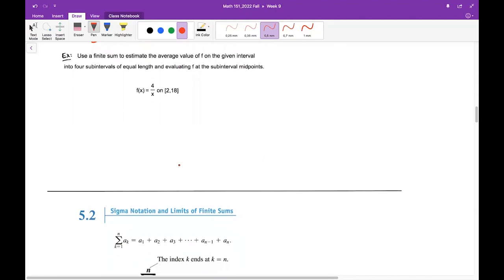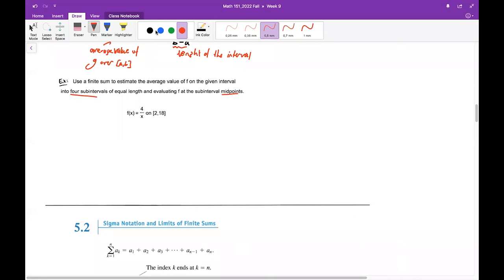We want to use a finite sum to estimate the average value of a given function on a given interval, divided into four subintervals. This is an important detail: four subintervals of equal length, and we will be using midpoints again. In fact, we saw a very similar exercise here. I will be solving this one quickly.